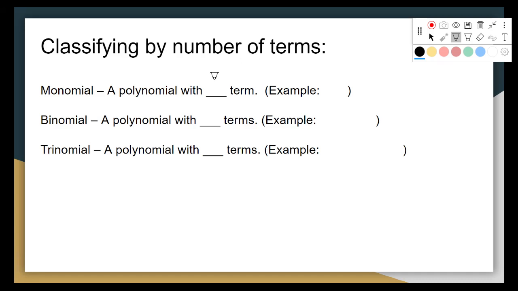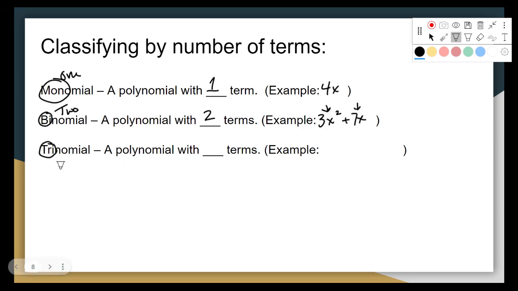A monomial is a polynomial with one term. Mono is the prefix for one. So one term would be like 4x. A binomial, bi like bicycle, meaning two wheels, is a polynomial with two terms. So a polynomial with two terms might be 3x to the second plus 7x. That's got two terms, two things added together, the 3x squared and the 7x.